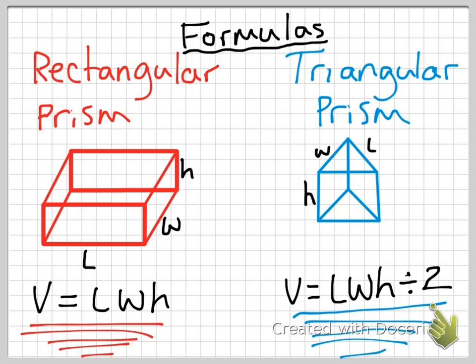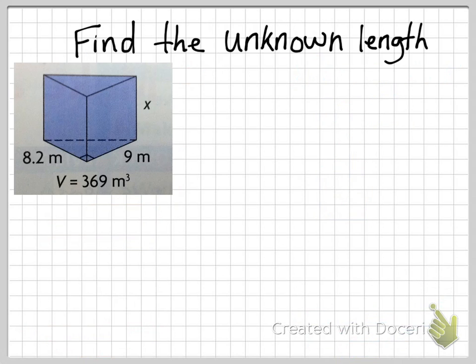Okay, now there's one other type of problem you're going to see in your homework. This problem is going to say, find the unknown length. Now look at this problem. They give us 2 sides and the actual volume. And then it says, find the other number, the missing number. So we solve it exactly like we've done in the past. We're going to write the formula down. This is a triangular prism, so I'm going to write volume equals length times width times height divided by 2.